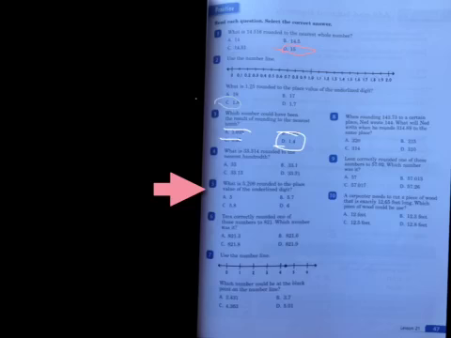Alright, so let's look at number 5. So number 5 reads, what is 5.709 rounded to the place value of the underlined digit? So 7 is underlined and the place value beside it is 0. So we know it's going to stay the same. So we know the answer for number 5 is going to be B, 5.07.